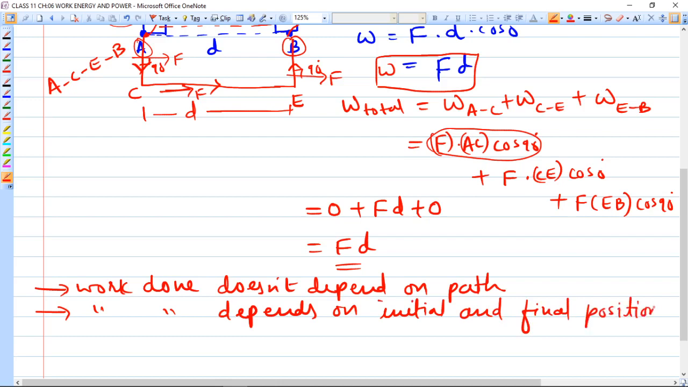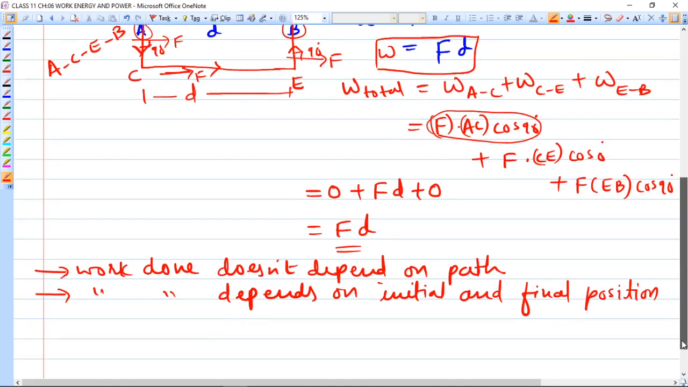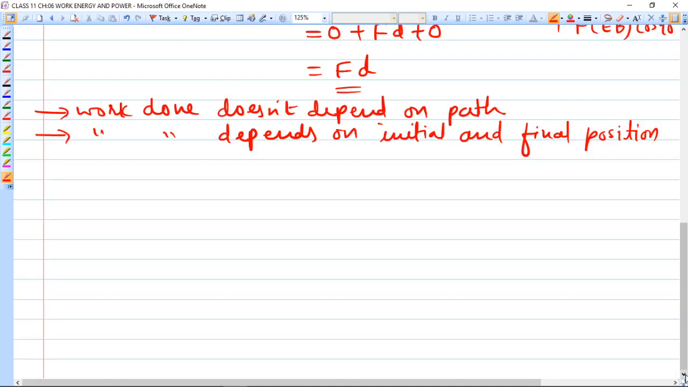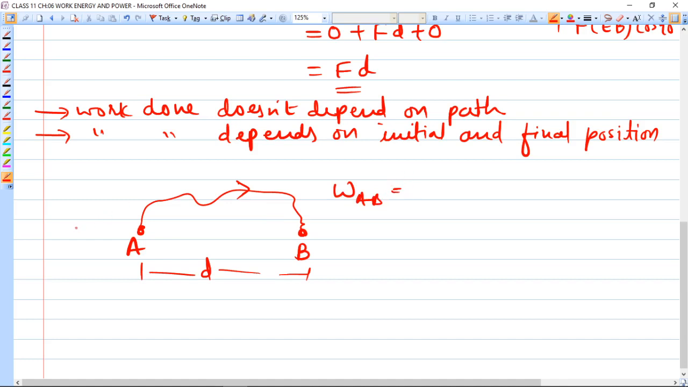Initial and final position. Let me explain this again. Suppose this is A and this is B, and suppose the distance between them is D. You are moving some particle from A to B by this random path, and if someone asks you what is W_AB, your answer, suppose the force is like this, will be FD. Clear to you? It's very simple, right?